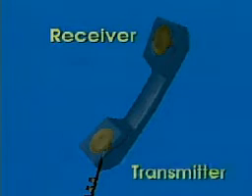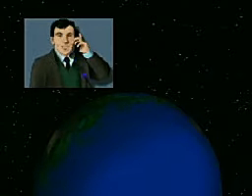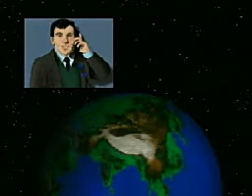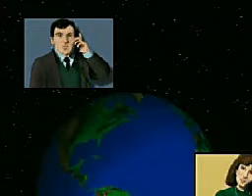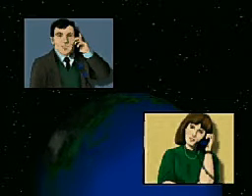A telephone handset contains a transmitter and a receiver. When a person speaks into the mouthpiece, the transmitter produces a varying electric current that fluctuates according to the pattern of the sound waves. When the signal reaches its destination, the telephone's receiver converts the electric signal back into sound waves, and the listener hears a duplicate of the speaker's voice.